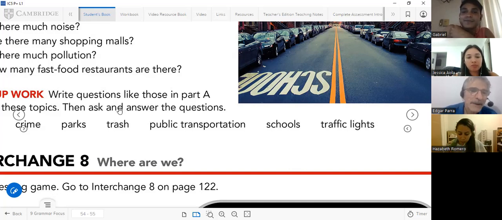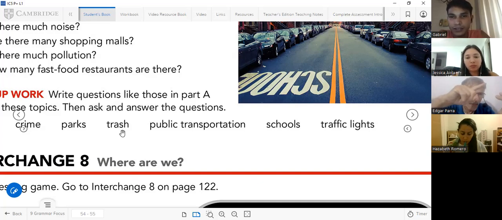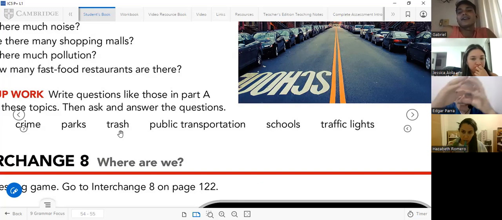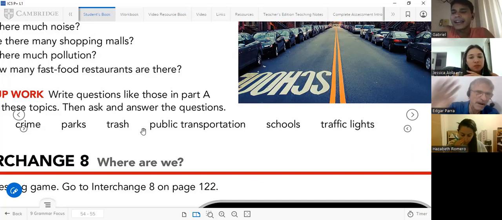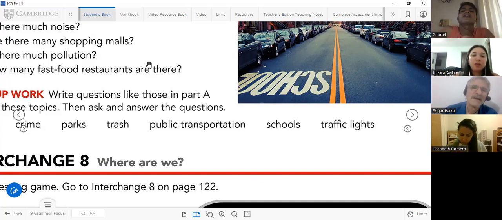For example, trash. Trash in La Calma. Ask any question. Yes, no question, or with what do you use? How much or how many? How much? Because trash is singular. How much trash is there in La Calma?